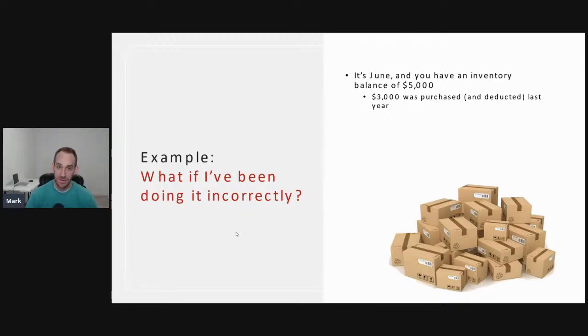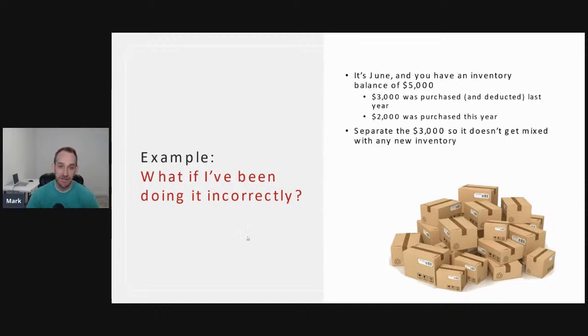3,000 of it was both purchased and deducted last year. So you were doing the cash method last year, but now you want to do the accrual method. So 2,000 of it was purchased this year. So make sure you separate that 3,000 so it doesn't get mixed in with any of the new stuff because you already deducted that. And again, we're talking about switching from cash to accrual. This might not apply to a lot of you.